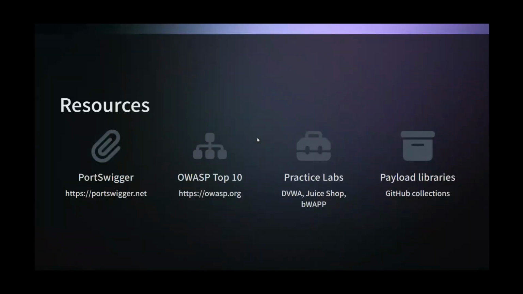And for Burp Suite, the resources are PortSwigger. In PortSwigger, they have more information related to Burp Suite. OWASP lists many vulnerabilities which we can find using security testing. These are the practice labs and payload libraries. They have a GitHub collection and data, and we can do practice sessions with the practice labs.